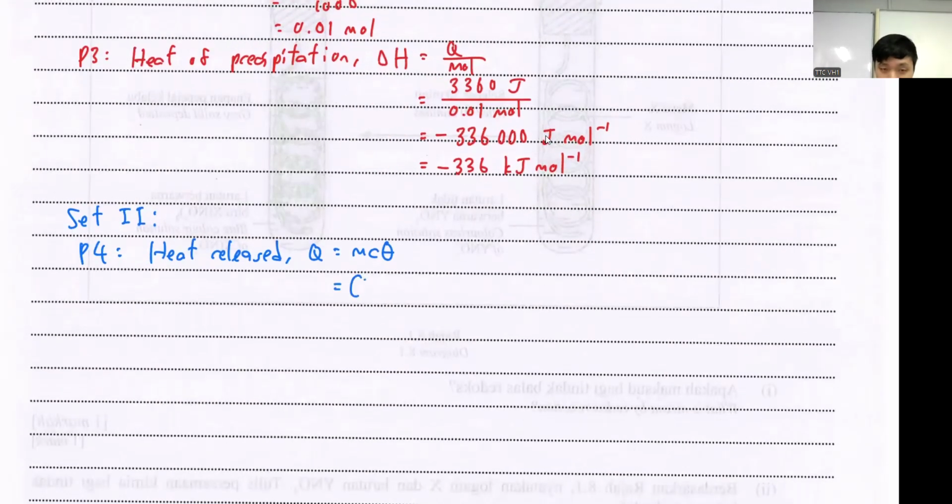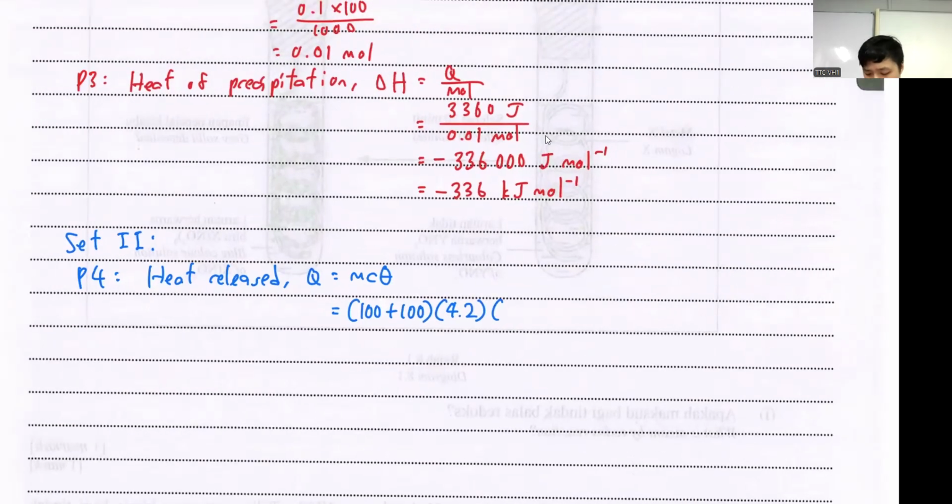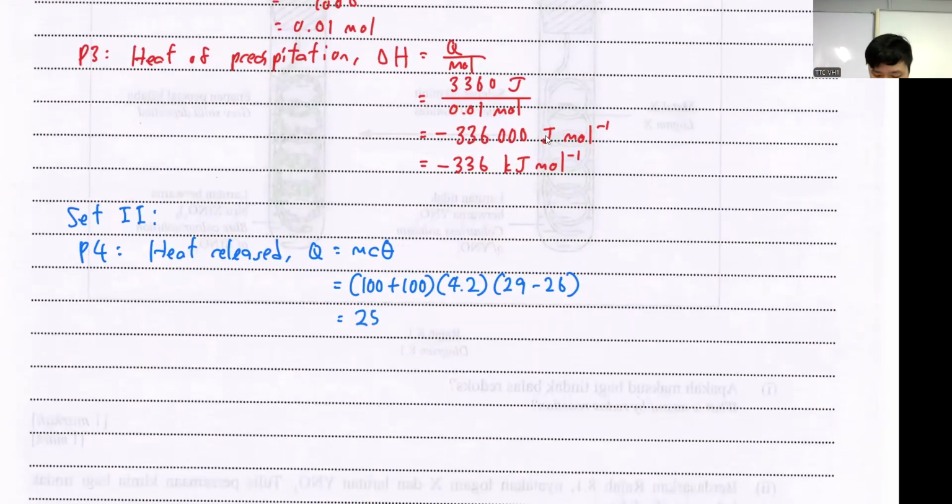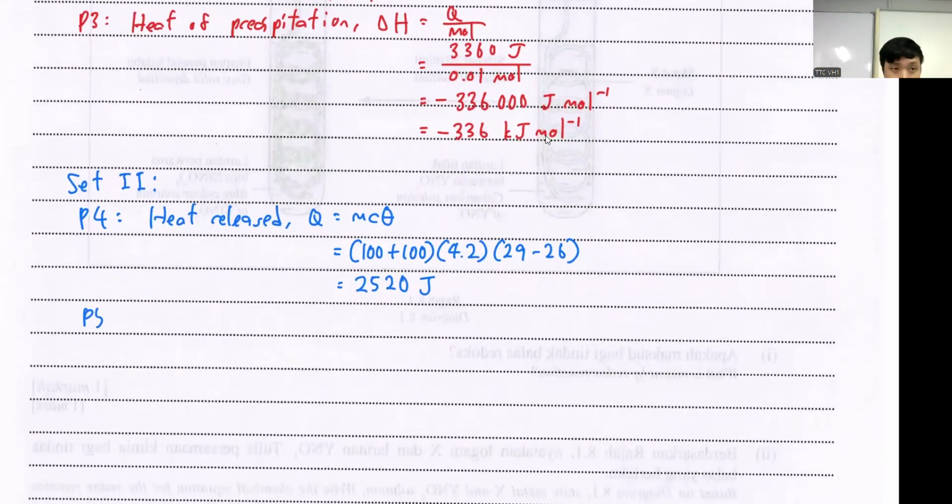So m is 100 plus 100. C is 4.2. Theta is 29 minus 26. That gives 2520 joule. And then the number of moles.